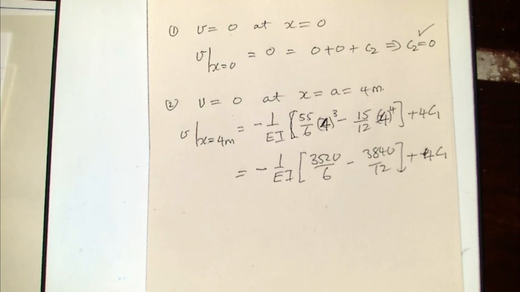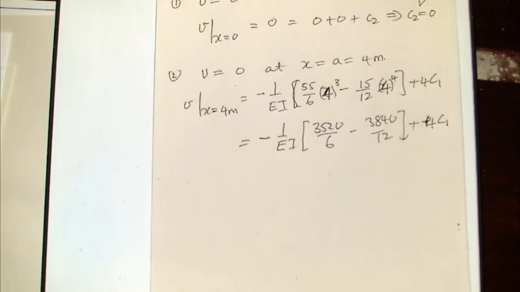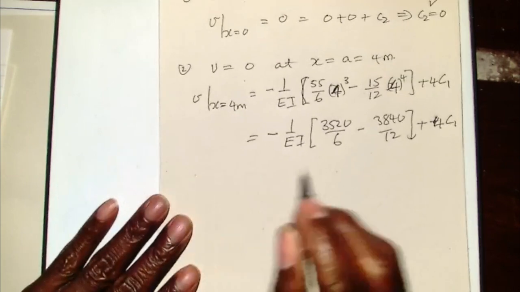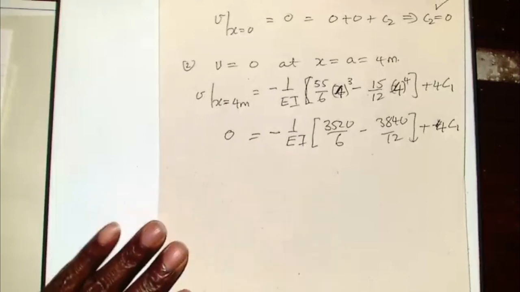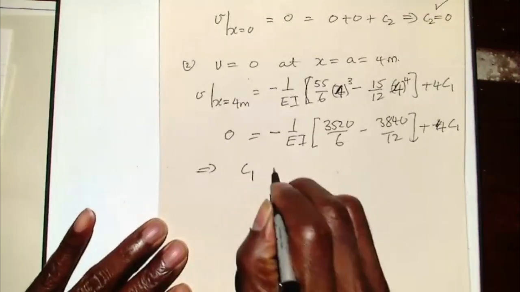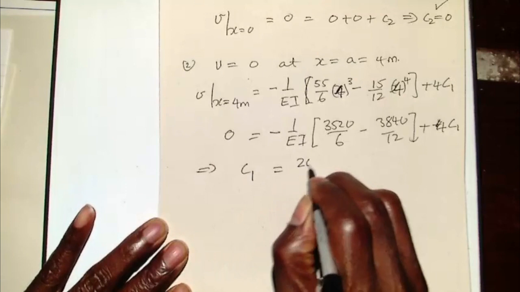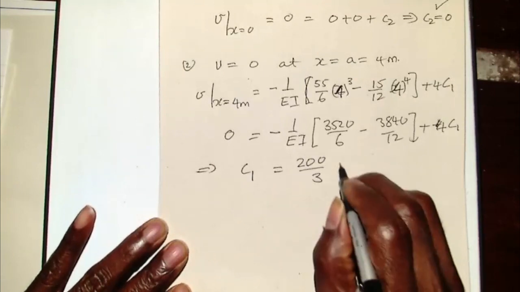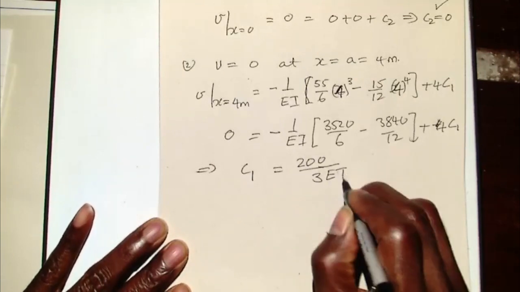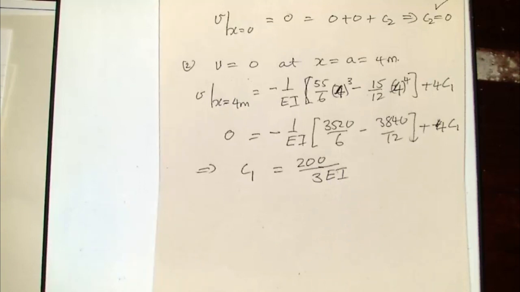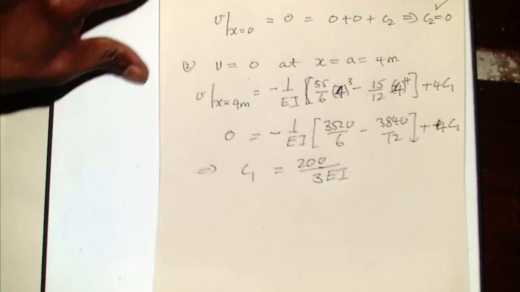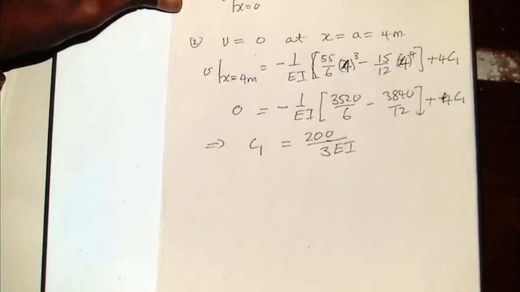Right, so if you try to rearrange that, remember the left-hand side is 0, so we can show that C1 here will be around 200 over 3EI. So now we know two of the 4. To go back to the question you asked a few minutes ago, I now need to find the remaining 2.